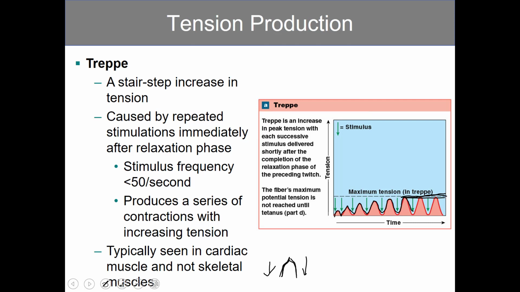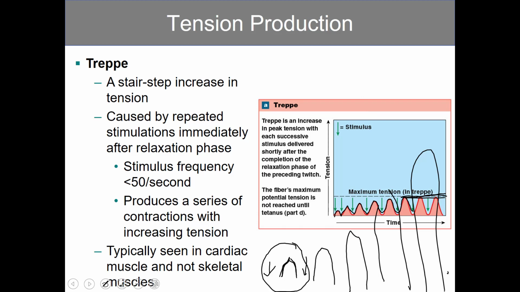The second stimulus is going to produce a slightly stronger tension. And the slightly stronger tension is believed to be due to a little extra calcium. The calcium was not 100% pumped back into the sarcoplasmic reticulum after the first twitch, so you have a little bit extra for the second, and the third, and the fourth, and the fifth, until you reach a plateau where you can no longer produce more tension, and we call that the maximum tension. Okay, so that is treppe.